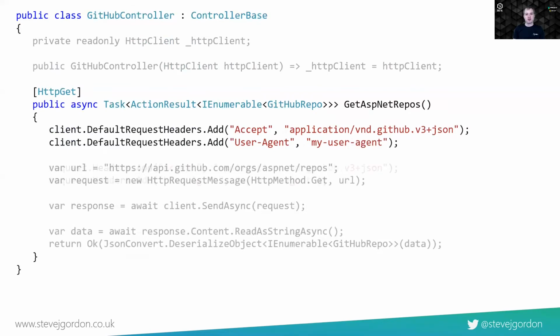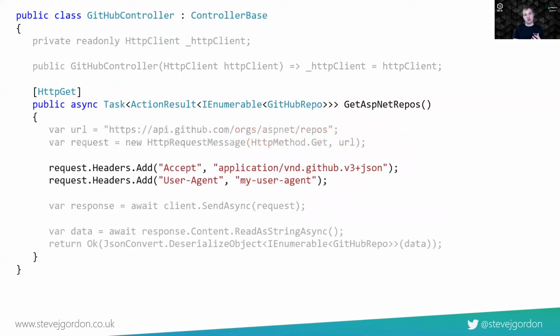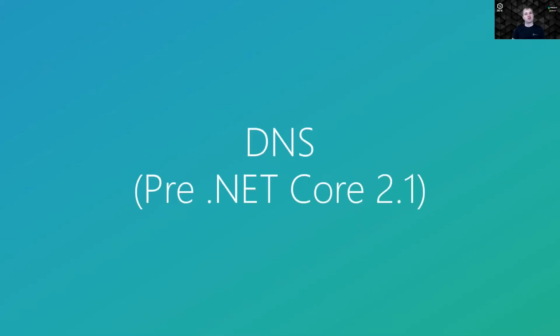So to work around that for now, what I'm going to do is set them at the per request level. And the only downside of that is that obviously for every request, you have to remember to add these on. Otherwise, you won't authenticate with the API that you're trying to talk to. And then finally, we can update this code here to use the injected client. So this all seems well and good, but unfortunately, there is a little downside, particularly in .NET Core 2.1 and earlier. And the issue in that situation is DNS.